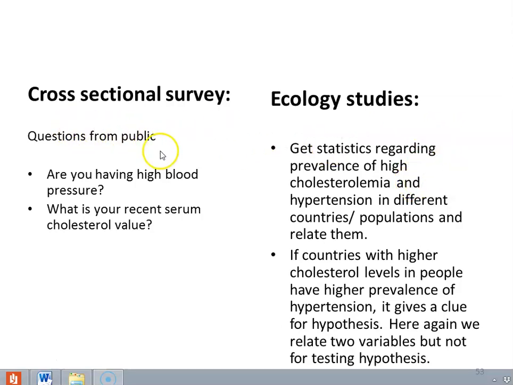In both these cases, we assess and we measure the outcome and the disease at the same time. The difference is that cross-section survey is at the level of individual and ecological studies are at the level of groups. That is, countries' data is retrieved. We already have their statistics. We just relate them using our statistical calculations. And ecological studies also simply give a clue for hypothesis.